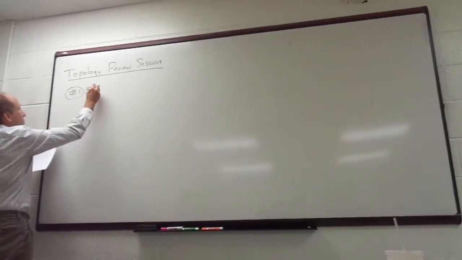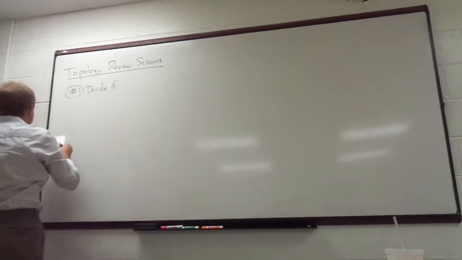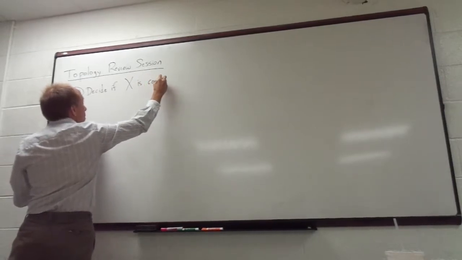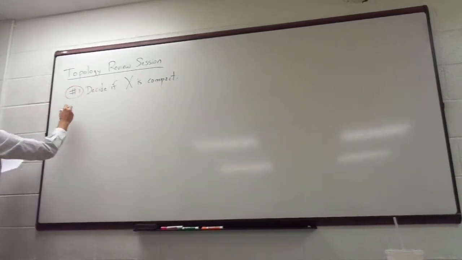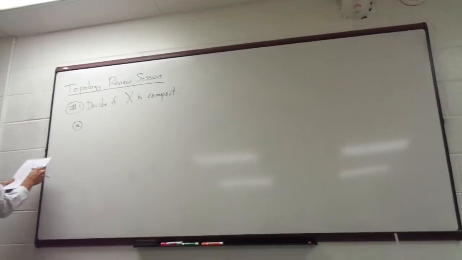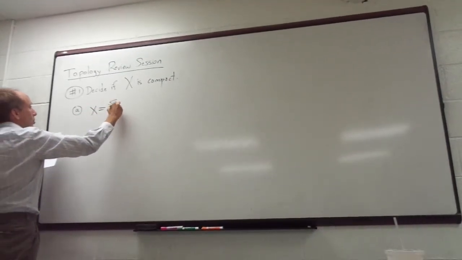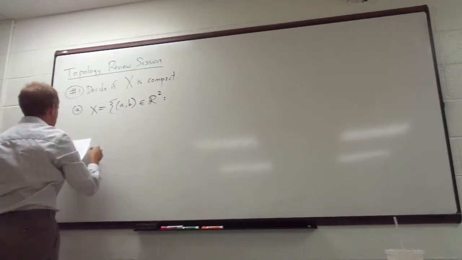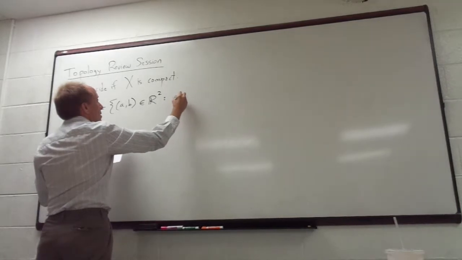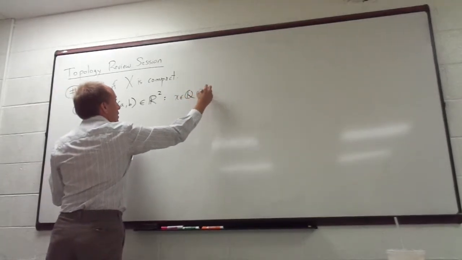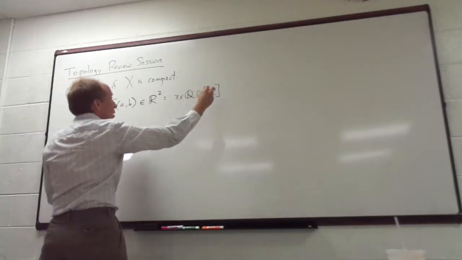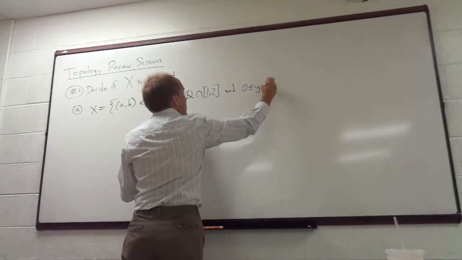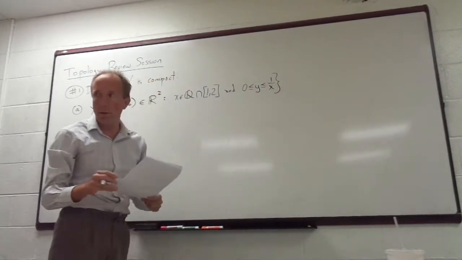So decide if X is compact. The first one is going to be, X is the set of points (a, b) in R squared such that x is in Q intersected with the interval [1, 2], and 0 is less than or equal to y is less than or equal to 1/x. We'll start with this one.